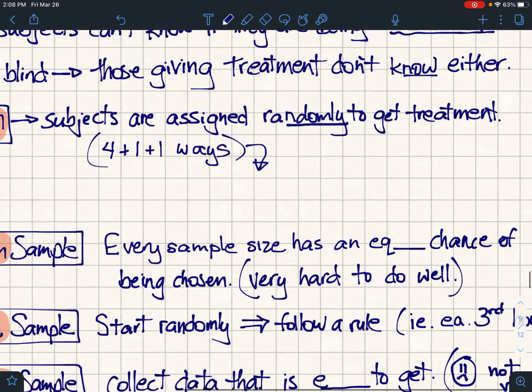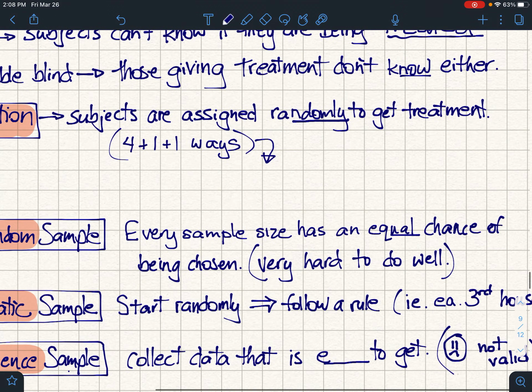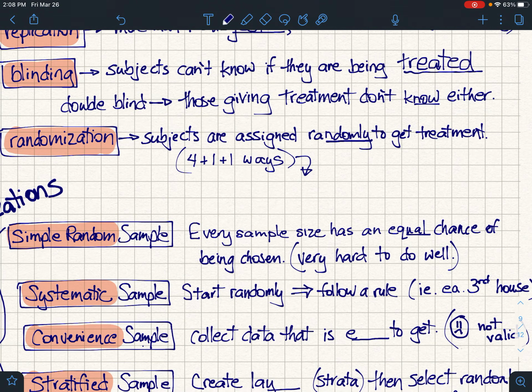This can be a little bit tricky. It shouldn't be tricky because it says simple random. Every sample has an equal chance of being chosen. Okay, very hard to do this well.